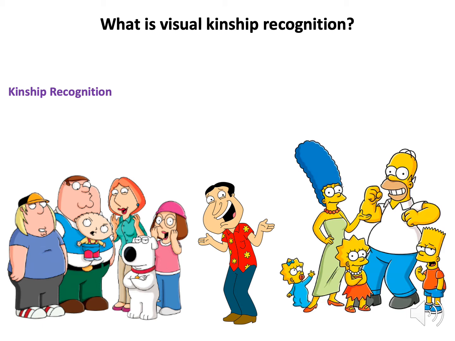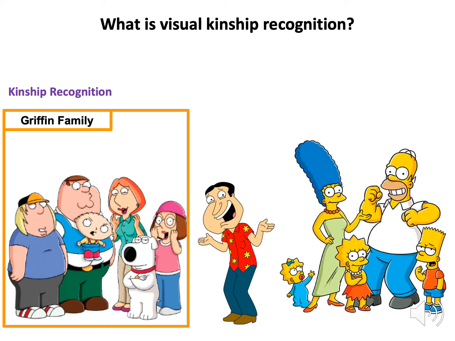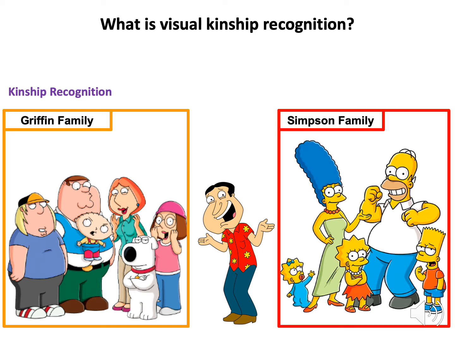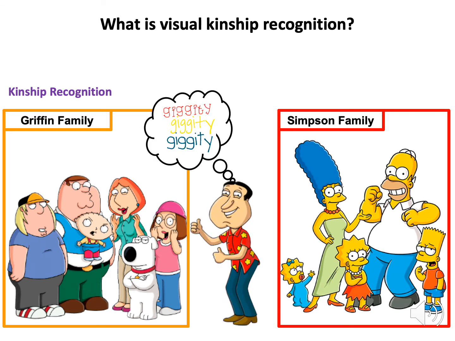First, let's take a look at what kinship recognition is. The goal of kinship recognition is to classify different families, to be able to identify who is related and who is not related. As we can see here, with this toy example, the Griffin family and the Simpson family are separate families. Quagmire is sort of stuck in the middle, unrelated to either.